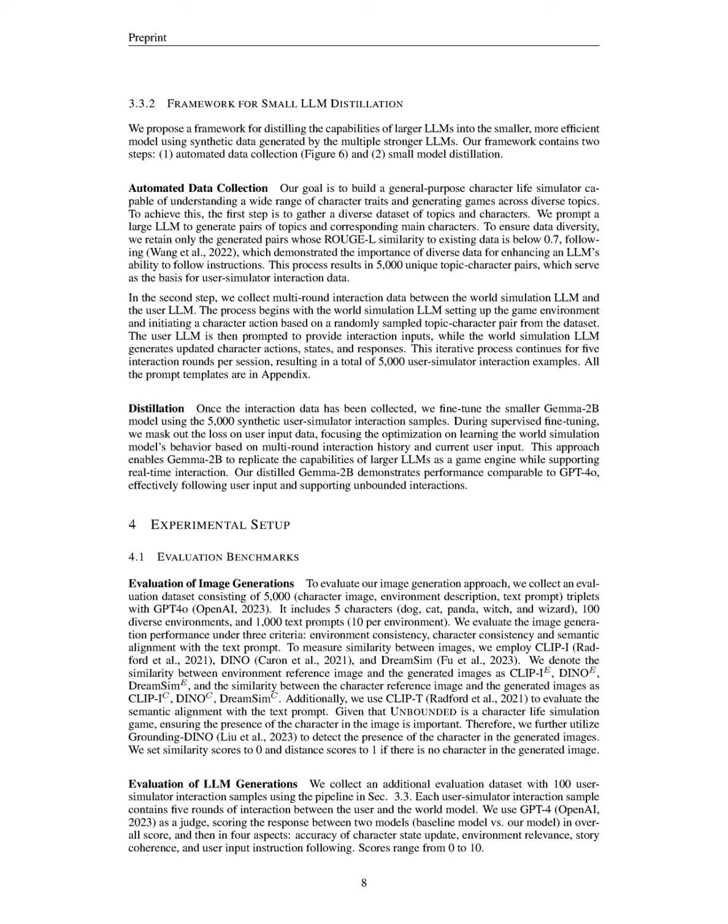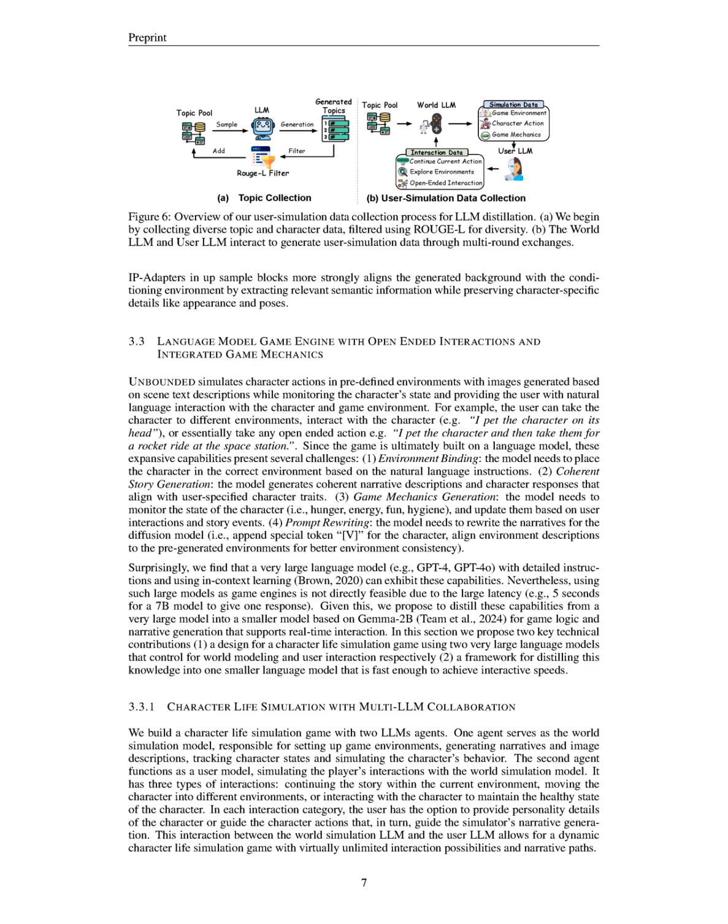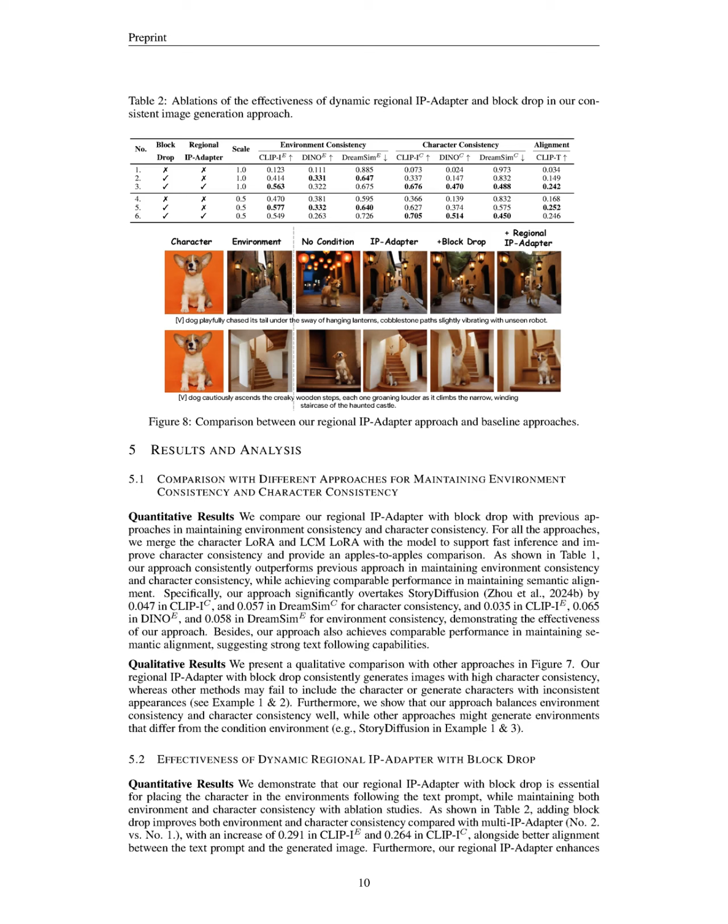For evaluating the language model's performance, an additional dataset of 100 user simulator interaction samples was collected, which involved 5 rounds of interaction between the user and the world model. Performance metrics included scores for accuracy of character state updates, environment relevance, story coherence, and adherence to user input instructions, all rated on a scale from 0 to 10 by a large language model, GPT-4. The results demonstrated that Unbounded outperformed previous approaches in maintaining both character and environment consistency, while achieving comparable semantic alignment, validating its innovative design and capabilities.